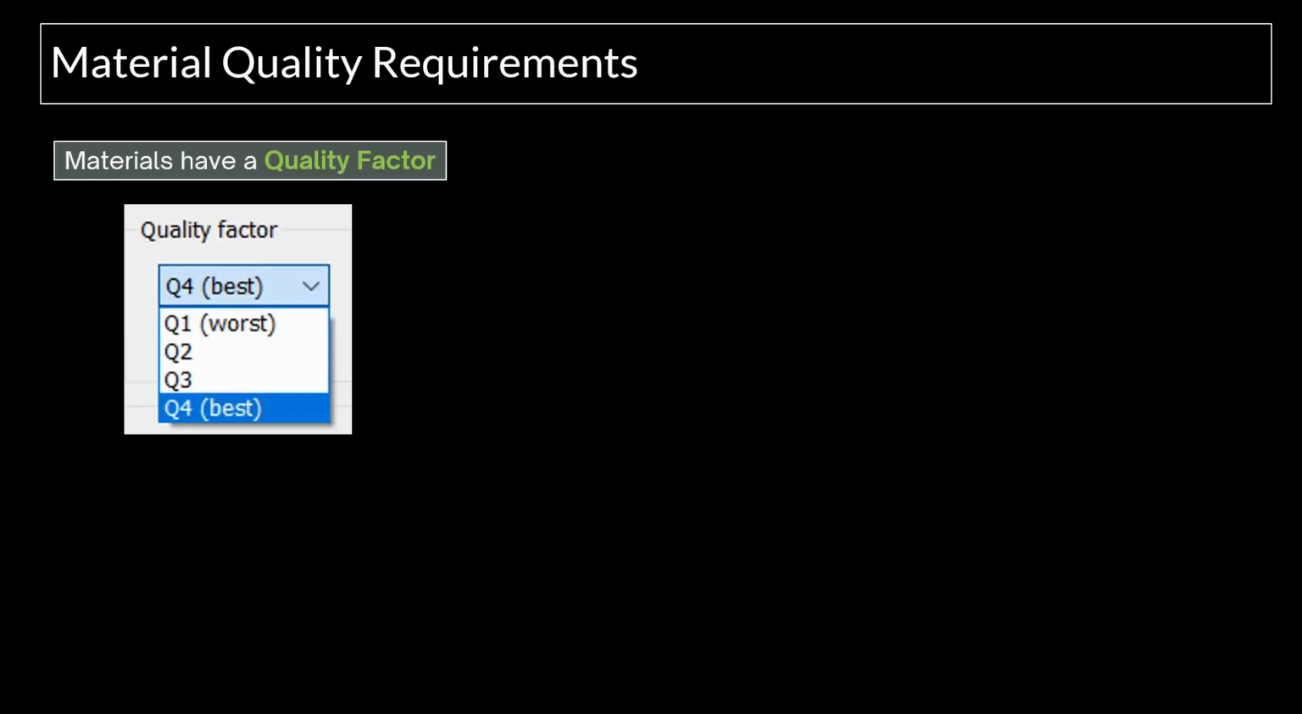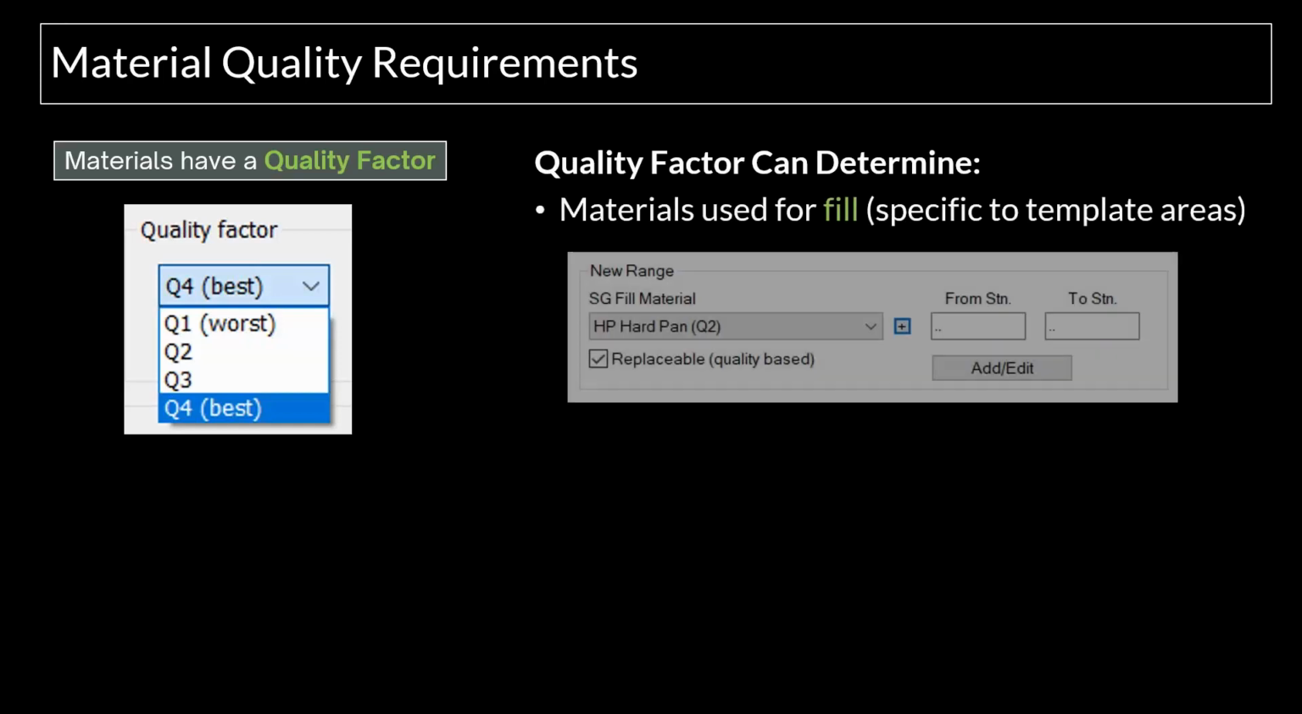So it may be that as you're building your road, you decide that, rather than just using any old material for fill, I need a specific material for a specific section. Or maybe not a specific material, but just a material that is relatively good. So for that, we can apply quality parameters to the materials that we expect to encounter. So Q1 being the worst, Q4 being the best. And we can use that when we assign things like fill.